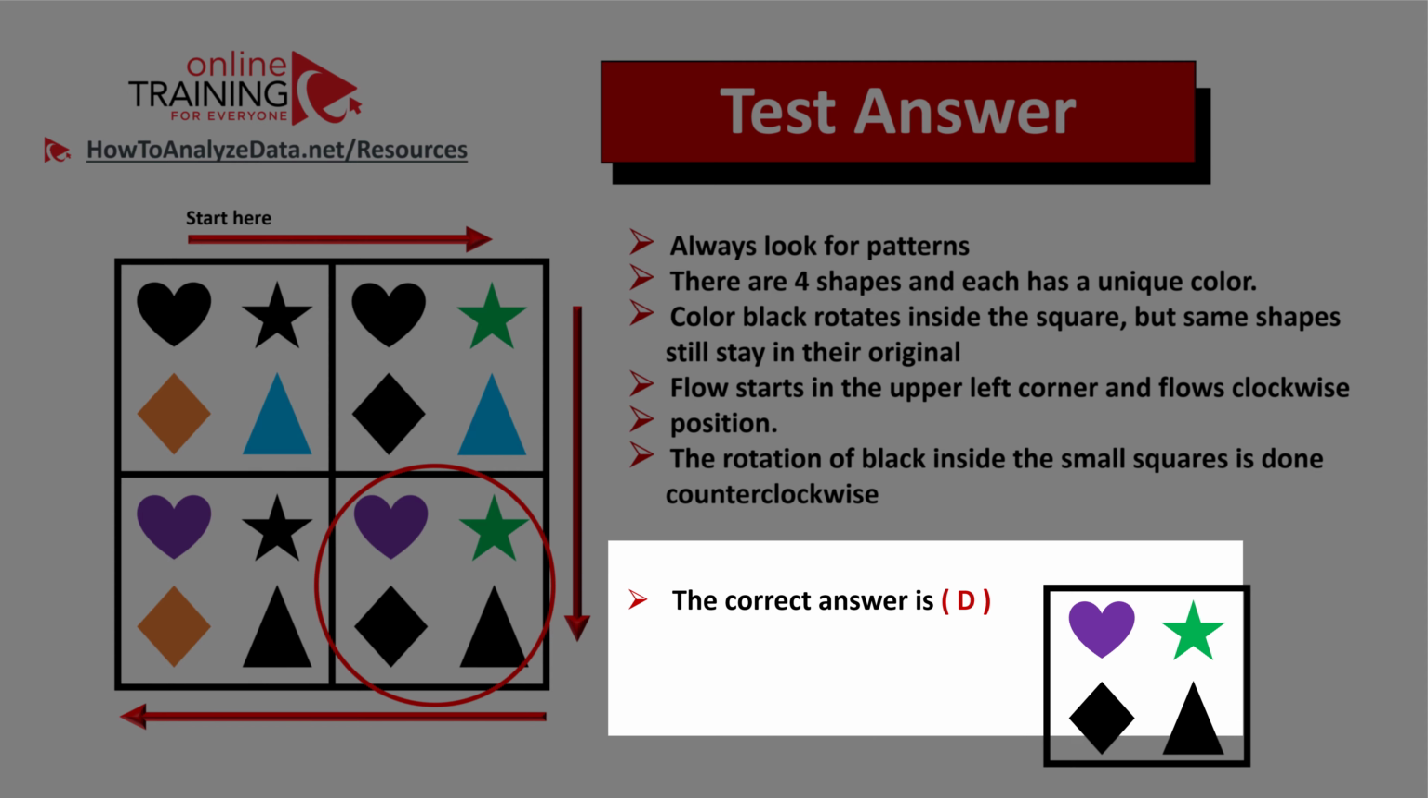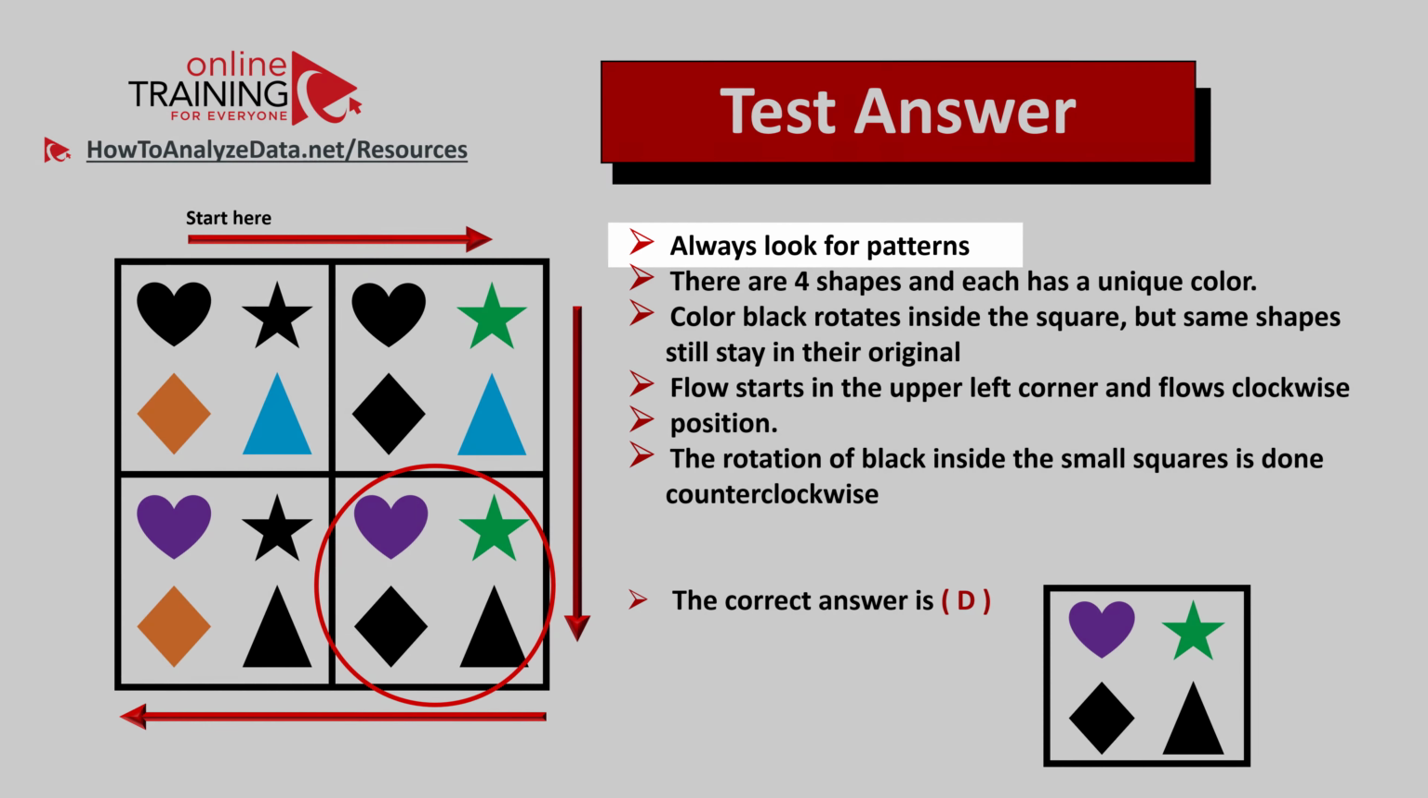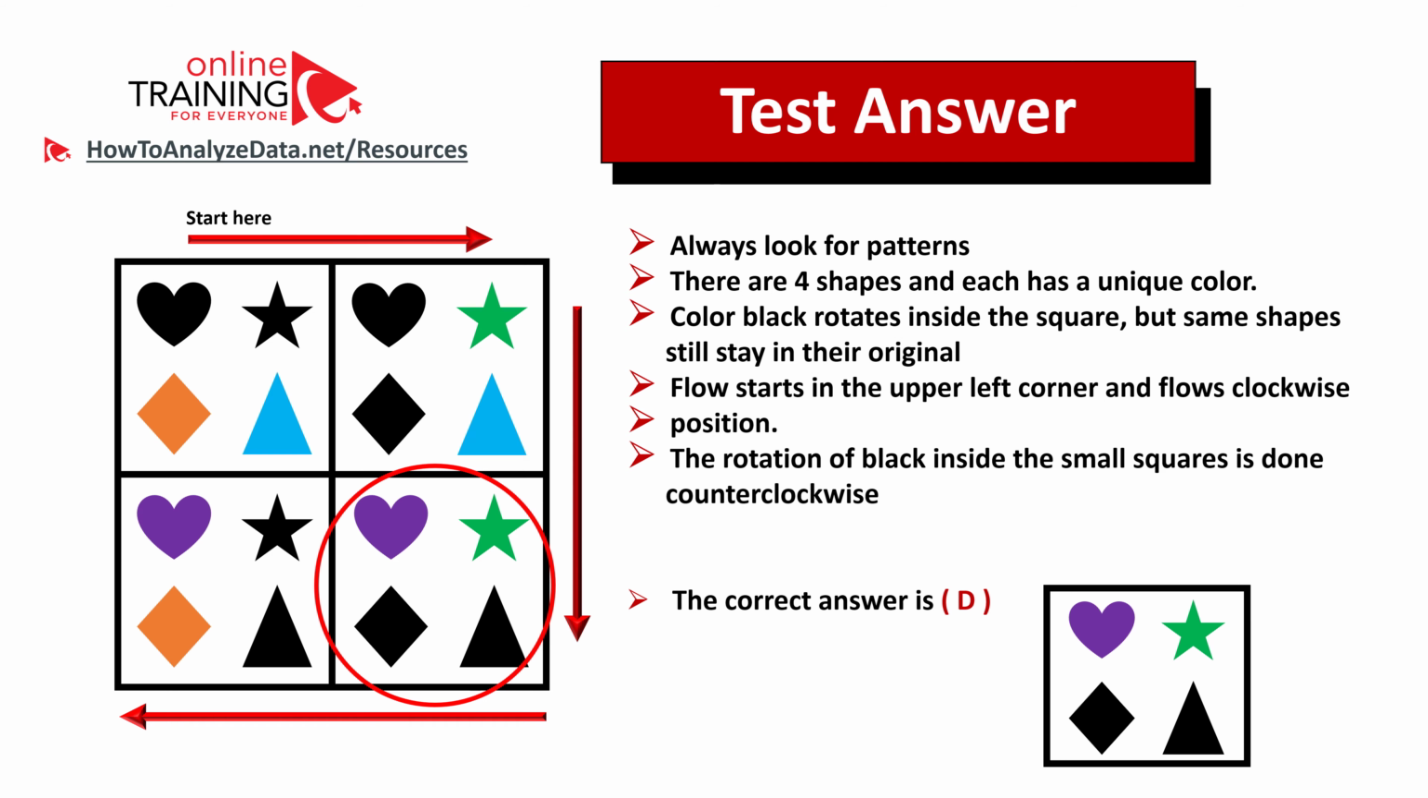Let's recap. Always look for patterns. In this case, there are 4 shapes and each shape has a unique color. Color black rotates inside the square, but the same shapes stay in their original position, and the rotation inside the squares is done counterclockwise. So hopefully you've nailed this question and now know how to answer similar problems on the test.